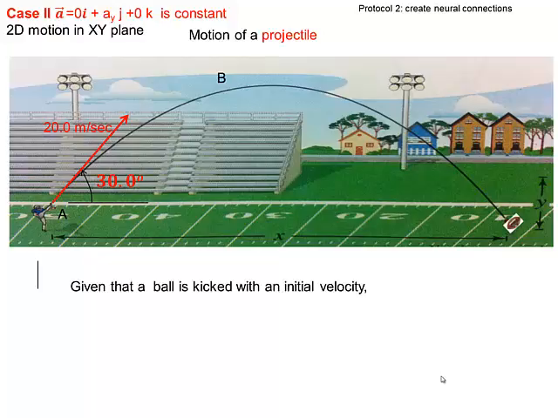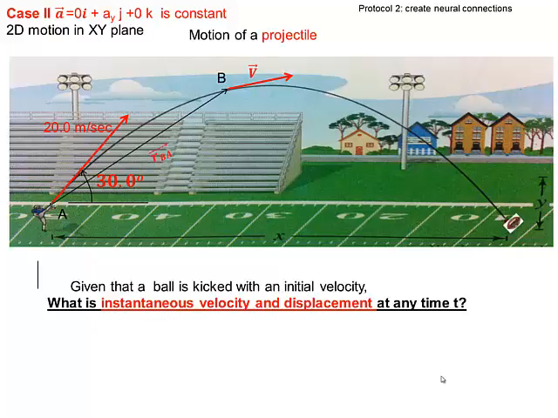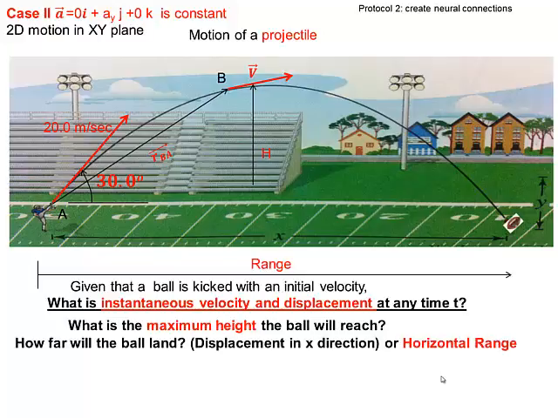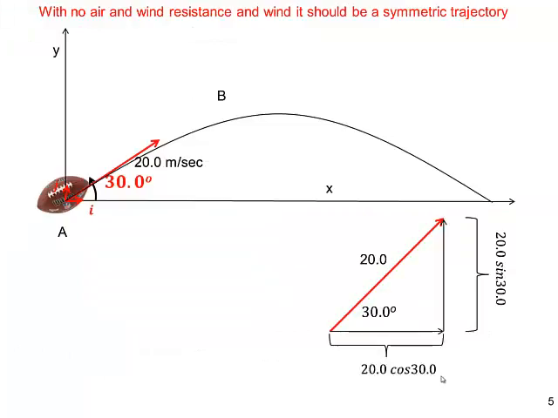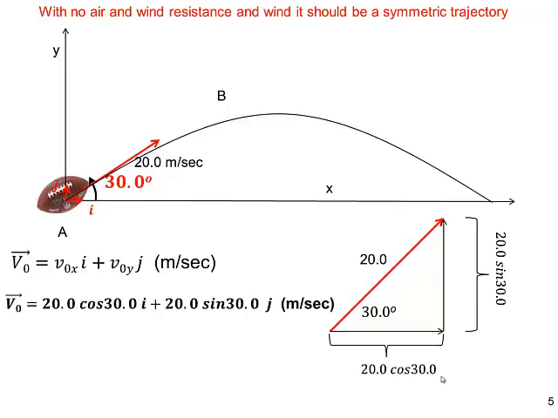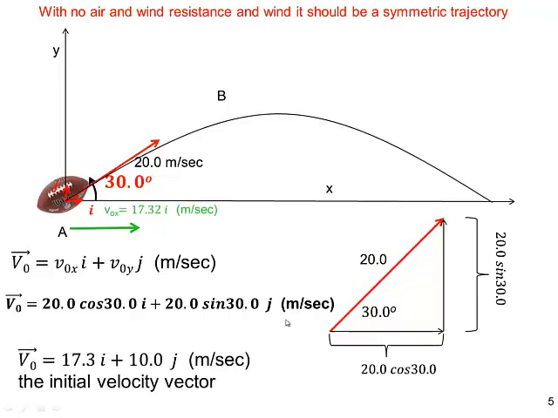In this video, we analyze this motion to predict instantaneous velocity and displacement of the ball at any time t, the maximum height, the range, and the time of flight of the ball. Using trigonometric relations, we can represent this initial velocity vector as 20 cos 30 i plus 20 sin 30 j meters per second, or 17.3i plus 10j meters per second.